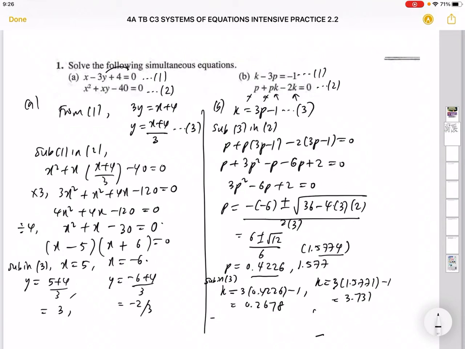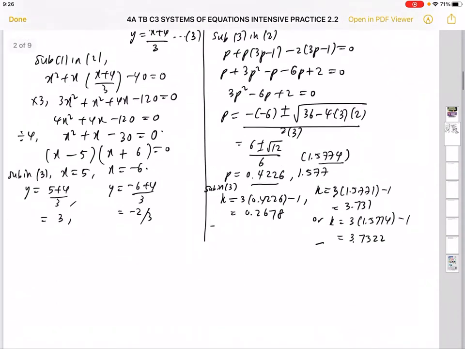But if you use 1.5774, which is the answer given in the textbook, you should get 3.7322, which is, yeah, way too accurate. All right, so that's all for question number 1. Let's move on to question number 2.